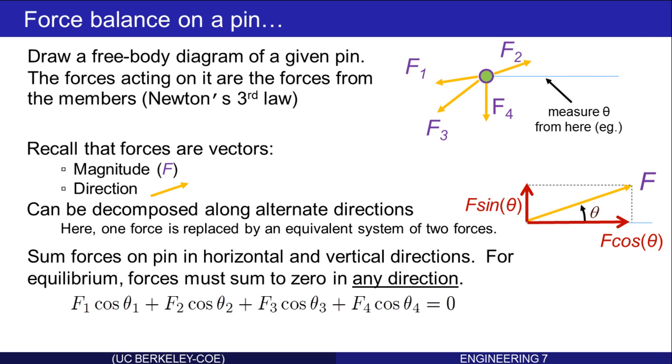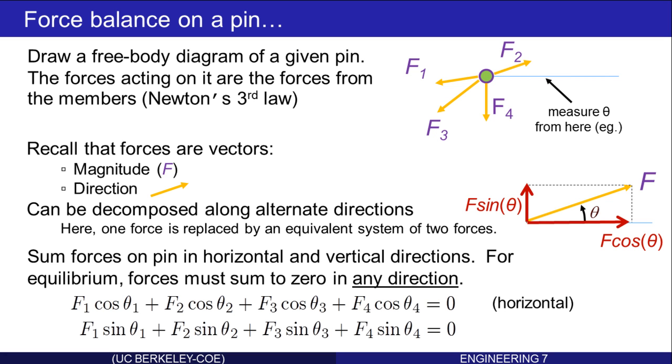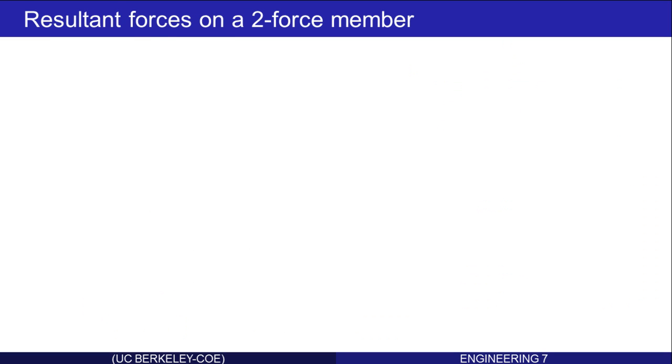If I use trigonometry, the horizontal forces all involve cosines of the corresponding thetas. They must add to 0, while the vertical forces all involve sines of the corresponding angles, and again, they must sum to 0 for equilibrium. Each pin must be in a force balance, and that will give us two equations, the horizontal forces acting on the pin and the vertical forces acting on a pin. What about the beams?